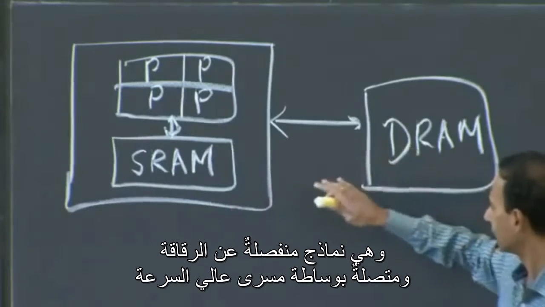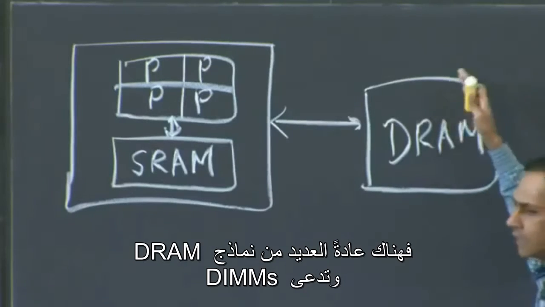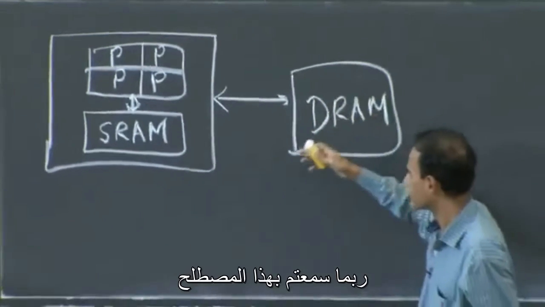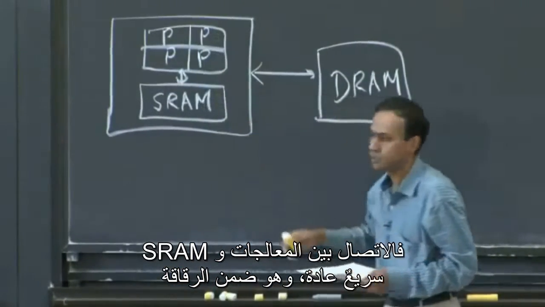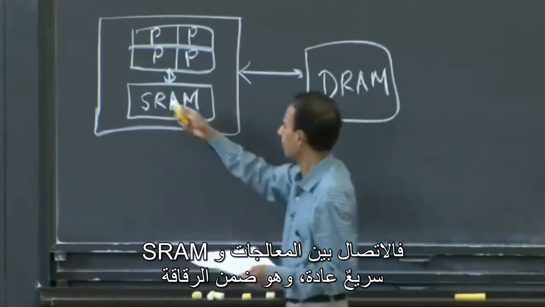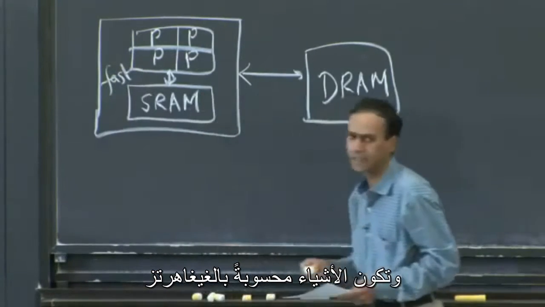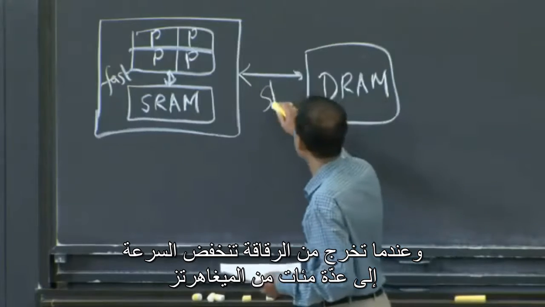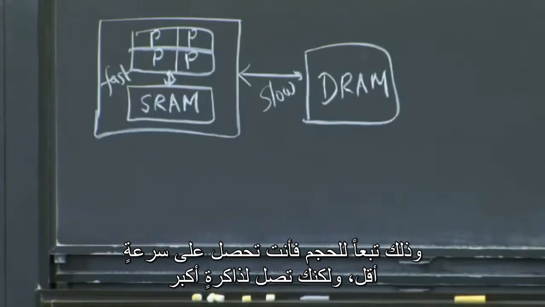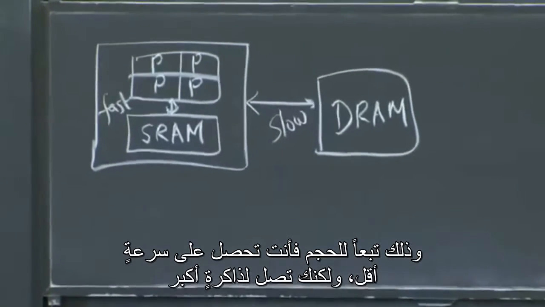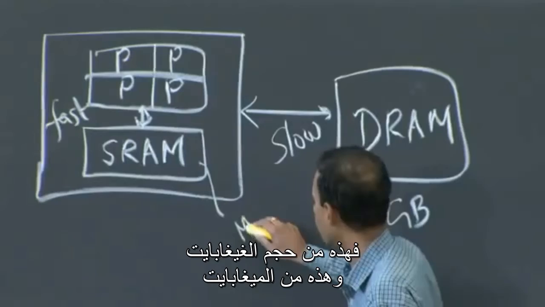There are usually many DRAM modules. They're called DIMMs, if you might have heard that term. So the connection between the processors and the SRAM is typically very fast. It's on chip, things being clocked at gigahertz. And when you go off chip, you're down to a few hundred megahertz, so typically an order of magnitude less speed, but you're accessing much more memory. So this is really gigabytes, and this is at the level of megabytes.